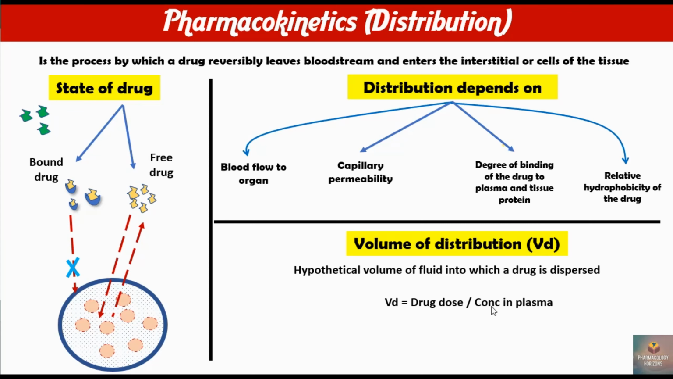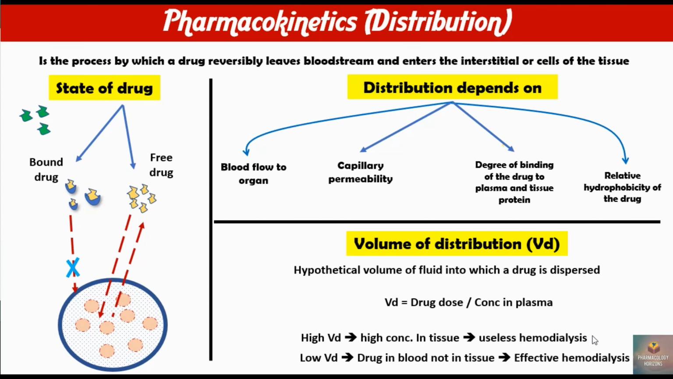However, when this drug has a low volume of distribution, and you know that it's found in the blood, the hemodialysis process is effective. So a higher VD drug means it has a high concentration in the tissue, so hemodialysis is useless. While a lower VD drug is in the blood and not in the tissue, so hemodialysis here is effective. So what do you think, guys?